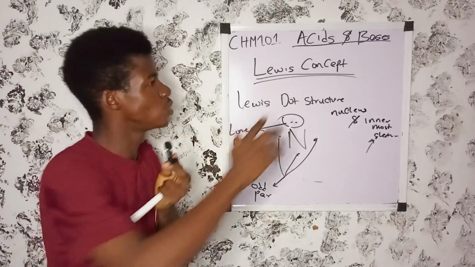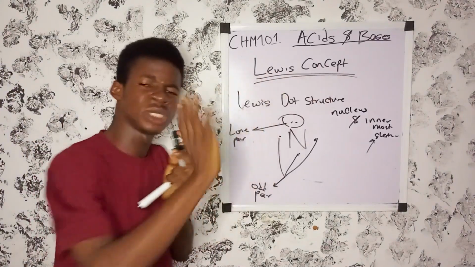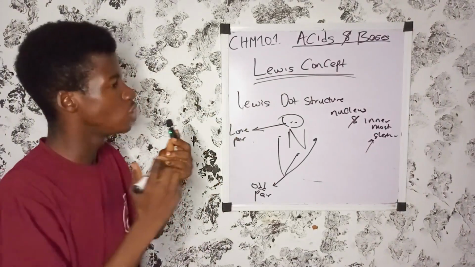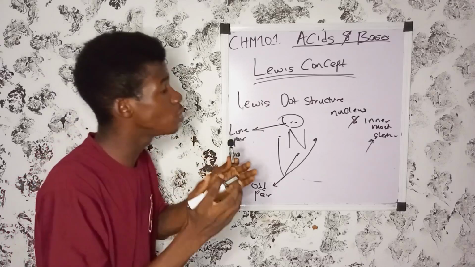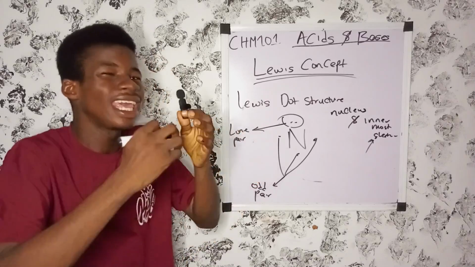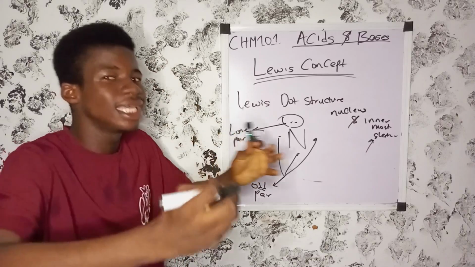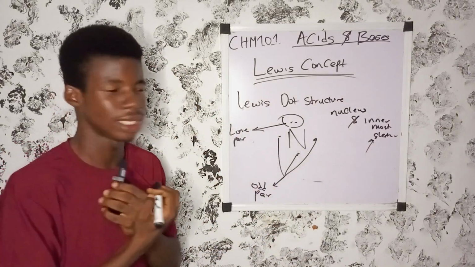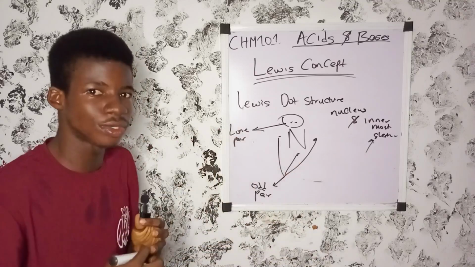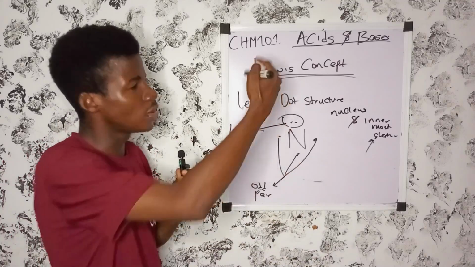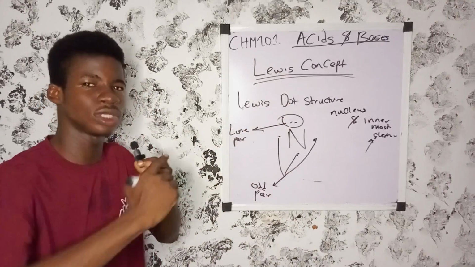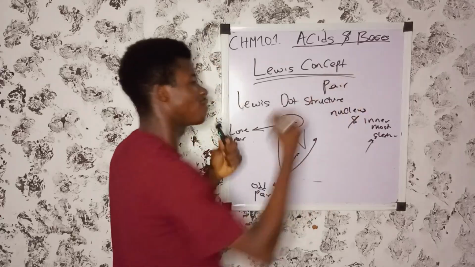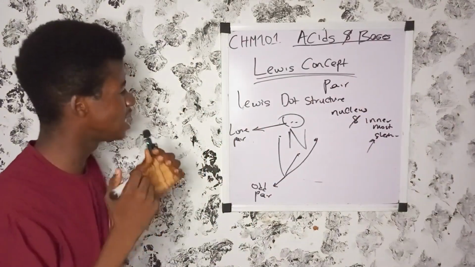Now let's go back to the Lewis concept about an acid. Lewis defined an acid to be an electron pair acceptor. An acid accepts a pair of electrons. Then Lewis also defined a base to be a substance that donates a pair of electrons.